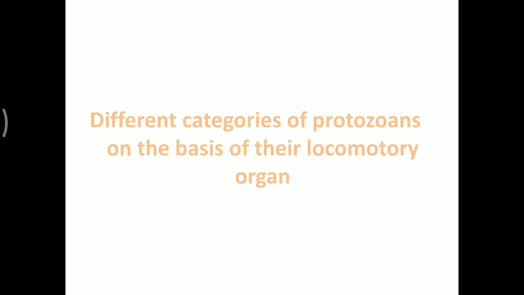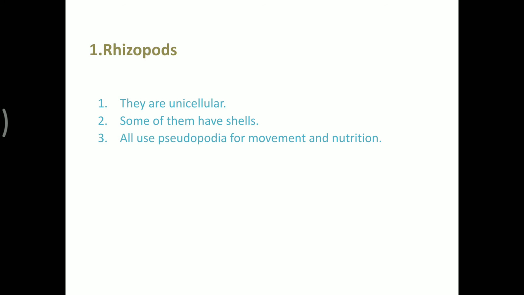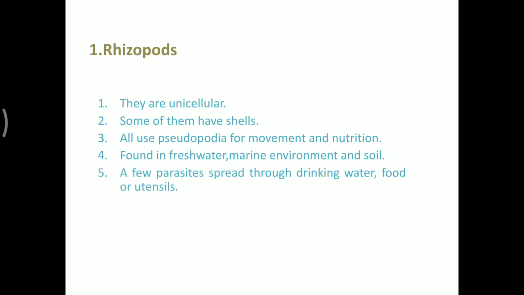Now these organisms were categorized on the basis of their locomotory organ. So rhizopods, basically, they are unicellular, they have presence of shells. The movement and nutrition takes place with the help of pseudopodia, which has ectoplasm and endoplasm. They are found in freshwater, marine environment, and soil. There are few parasitic forms of rhizopods, and they can transmit disease by drinking water, food, or utensils.